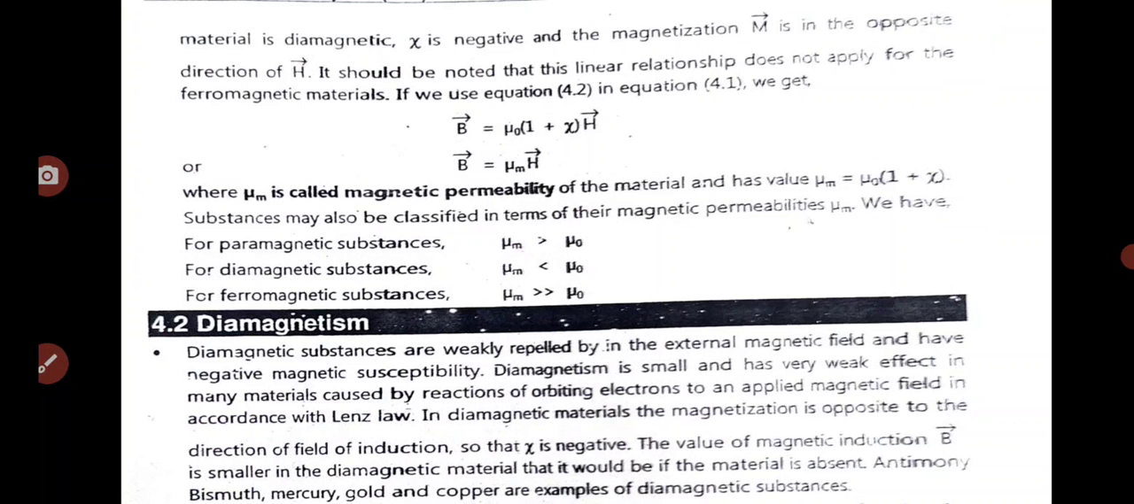Among the above three substances, we first look at the property of diamagnetic material, which is diamagnetism. We already know that diamagnetic substances are weakly repelled when placed in an external magnetic field, and they have negative magnetic susceptibility.